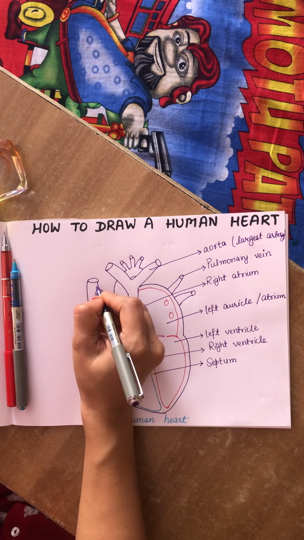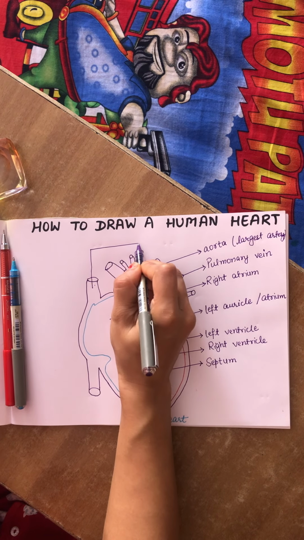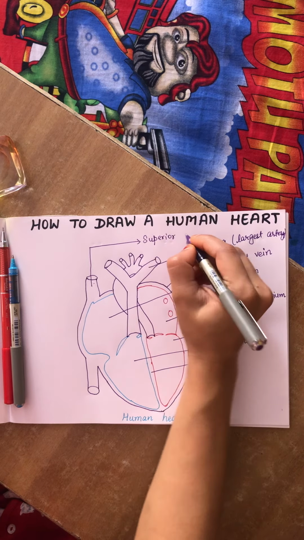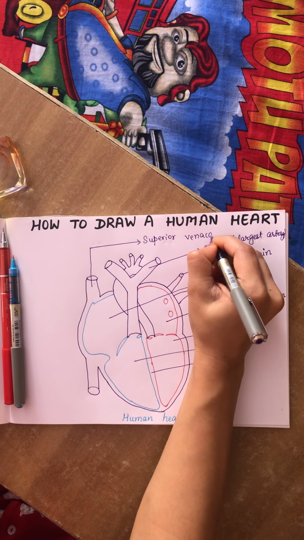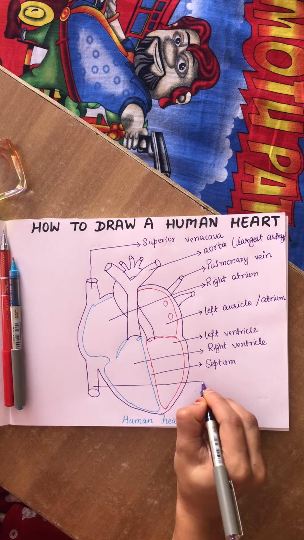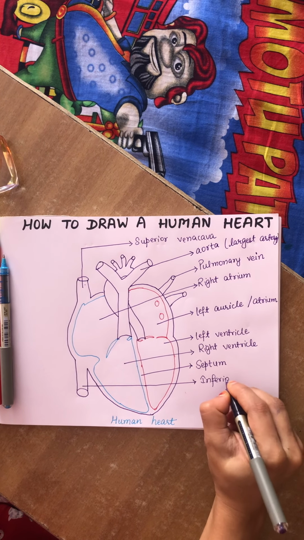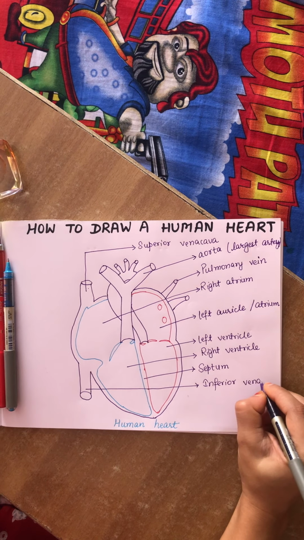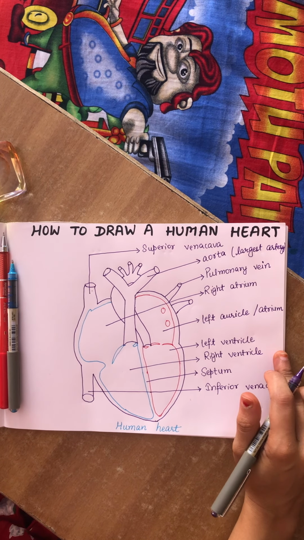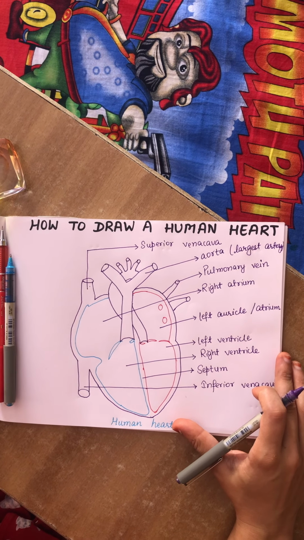Then this is superior vena cava. And here this is the inferior part of it. This is inferior vena cava. Okay. So this is about the labeling and structure of human heart.